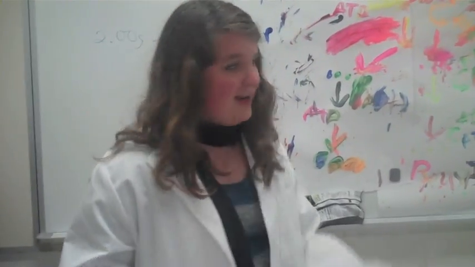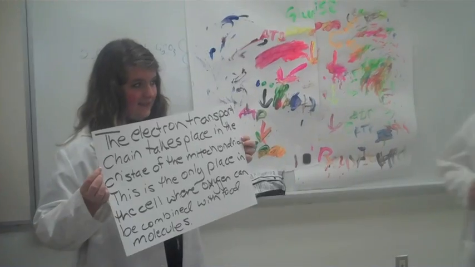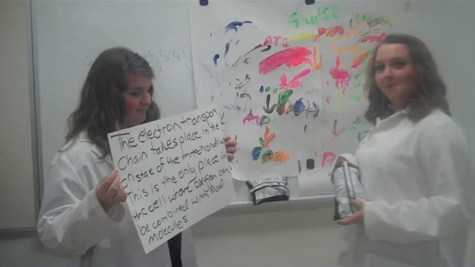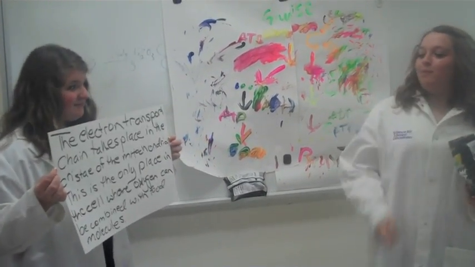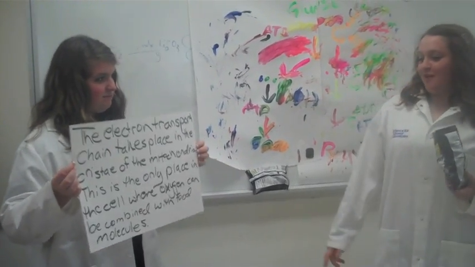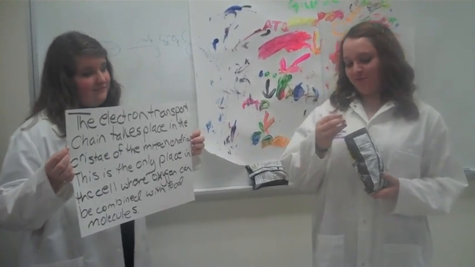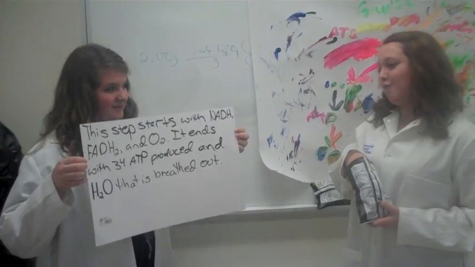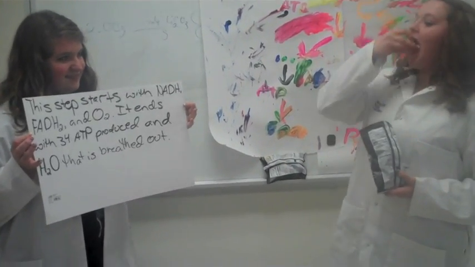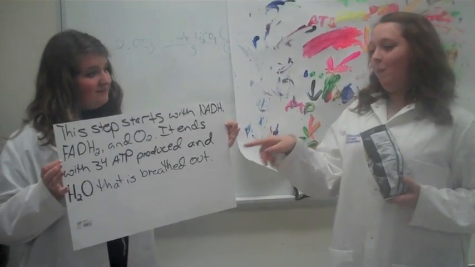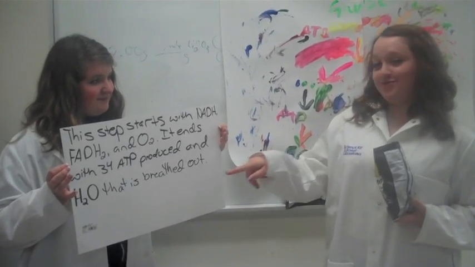Now we'll go on to the next part of cellular respiration, which is called the electron transport chain. To represent ETC, Carly will be eating cheesy popcorn and reading off of this cue card. The electron transport chain takes place in the inner membrane of the mitochondria. This is the only place in the cell where oxygen can be combined with food molecules. This step starts with NADH, FADH2, and O2. It ends with 34 produced ATP and H2O.